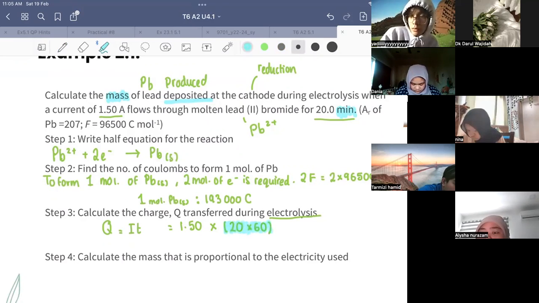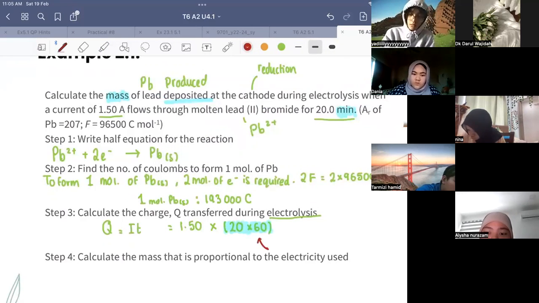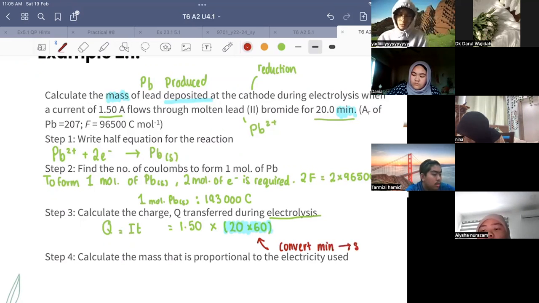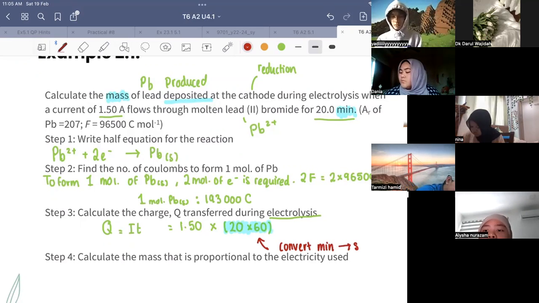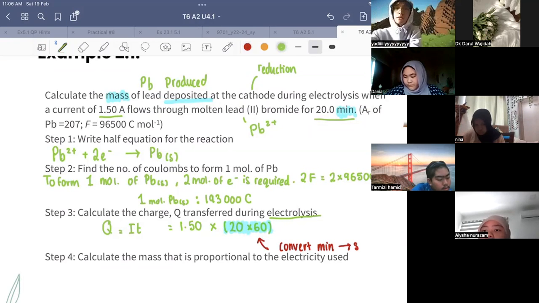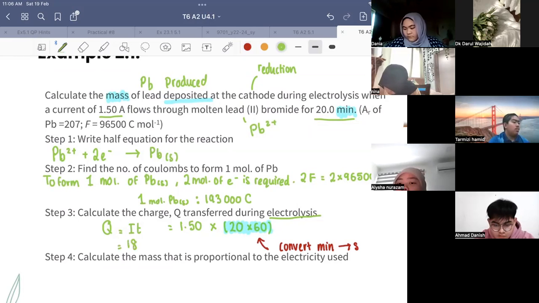So please remind yourself to convert minutes to seconds. You should get 1800 coulombs. Okay? Did you all get that?